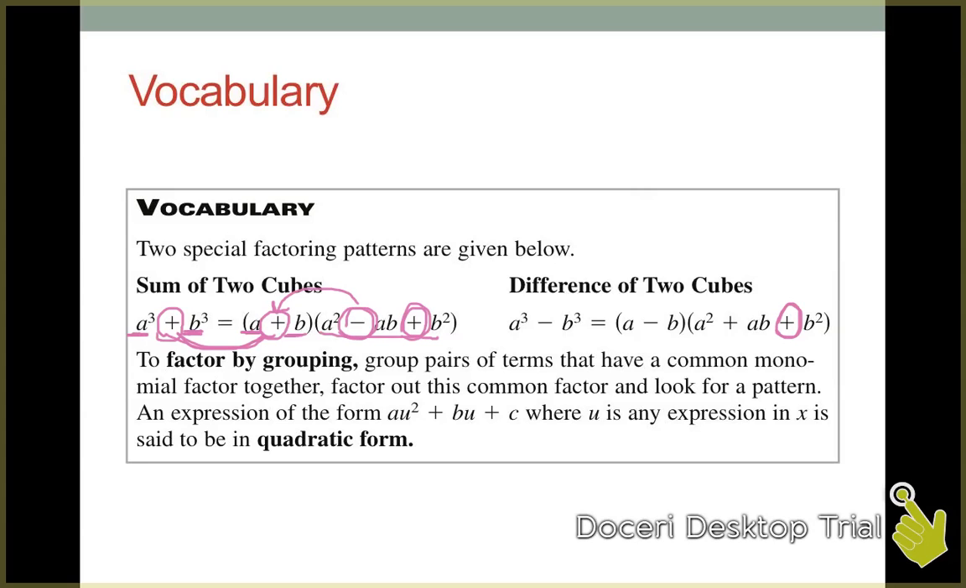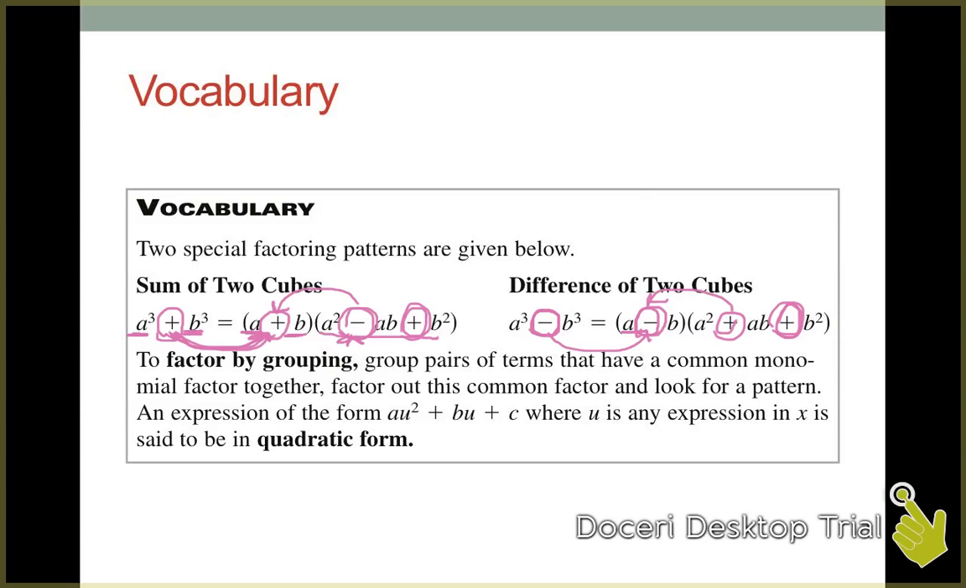So in this case, with the sum of two cubes, addition here tells us addition here, and then subtraction is going to be here. But notice in the difference of two cubes, since we're starting with subtraction, we have subtraction here and then addition and addition. So again, this is the opposite of this one, but this one stays the same. Okay?